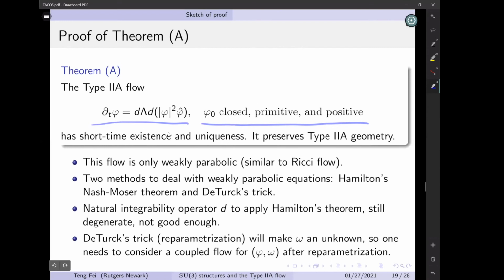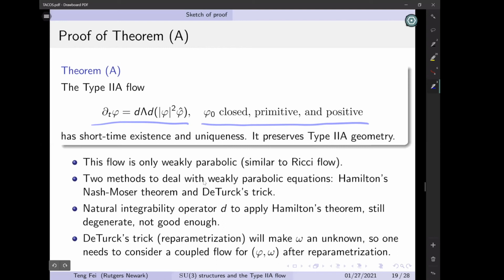But the thing is that this flow is only weakly parabolic, just like Ricci flow. But in some sense, it's even weaker. The parabolicity is even weaker compared to the Ricci flow. It's actually more degenerate than the Ricci flow, as we'll see later.